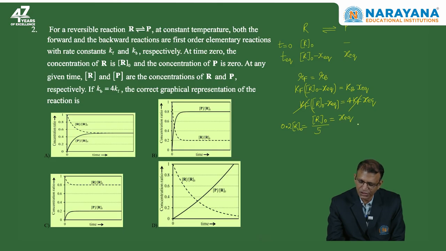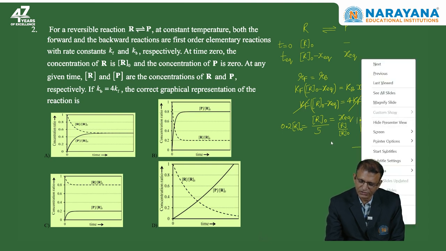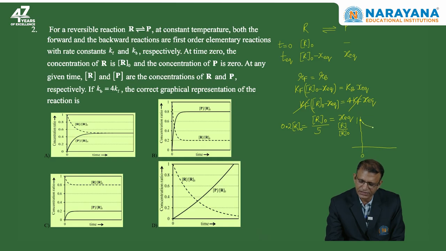So if we try to draw the diagram of the reactant, how it is going to change with time, suppose on the y-axis they have represented R upon R naught. So we have to write that initially at time t equal to 0, this ratio is equal to 1. And as the reaction is proceeding, the concentration of reactant is decreasing with time. So this is there, and at the equilibrium state, when only 20% of the reactant is consumed, here we can see that this ratio becomes 0.8 times.